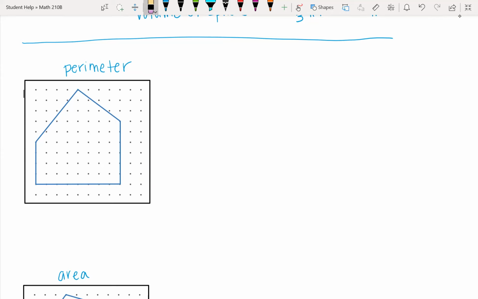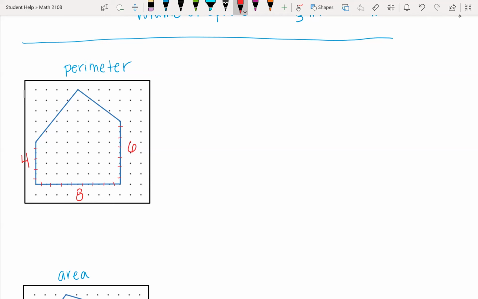All right. So on this particular figure, I've got 1, 2, 3, 4, 5, 6 spaces. This side is 6 units long. 1, 2, 3, 4, 5, 6, 7, 8. This side is 8 units long. And this one is 4 units long. So that gives me the easy parts of finding the perimeter.